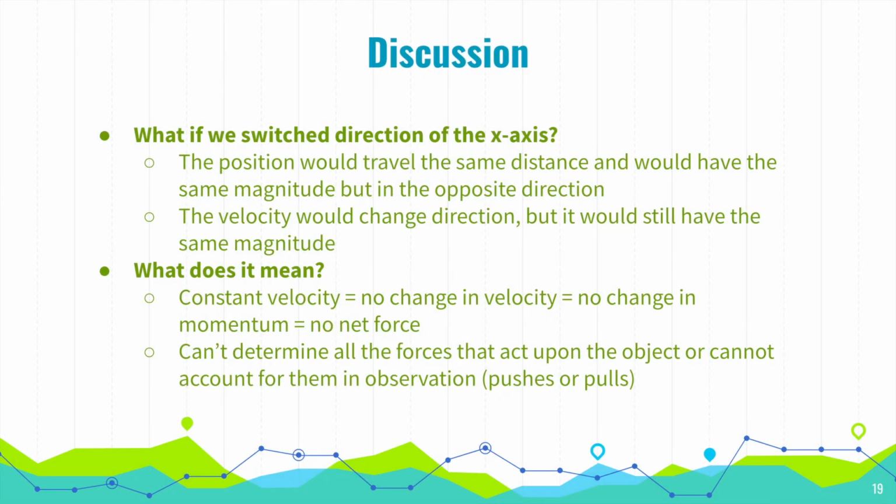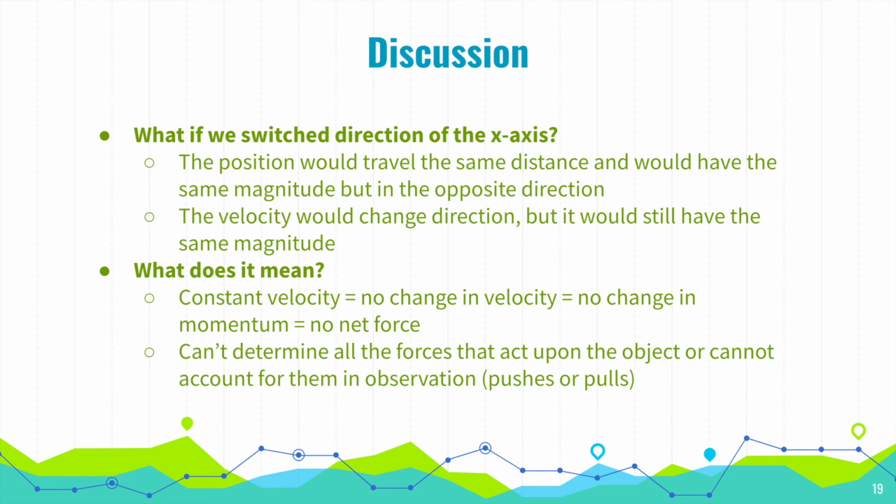Conclusion. So now we're going to discuss what if we switch the direction of the x-axis. If we would switch the direction, the position would travel the same distance, with the same magnitude, but it would be in the opposite direction, and that would be the same for the velocity vector as well.